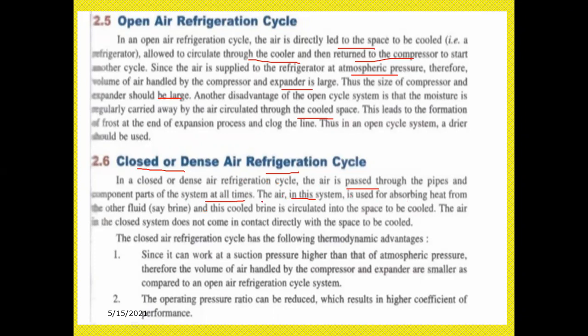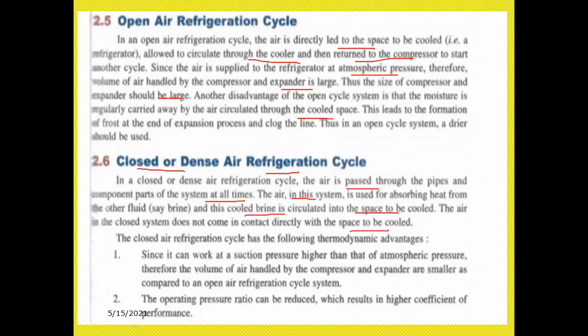So what it is saying here, the air in this system is used for absorbing heat from the other fluid, say brine refrigerator, and this cooled brine is related to the space to be cooled. The air in the cooled system does not come in contact directly with the space to be cooled. So in this cooling system, the air does not come in direct contact with the space to be cooled. So through the refrigerant called brine, we are cooling the setup, right?